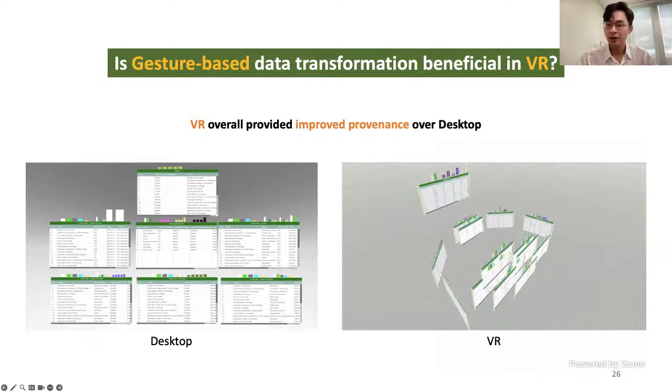While in desktop, there was not enough space to display all those used data tables on their existing workspace, which forced them to keep deleting the data tables. And also navigating back to their previous stage in VR was a lot easier because they could just use their natural body movement like rotating their body or head.